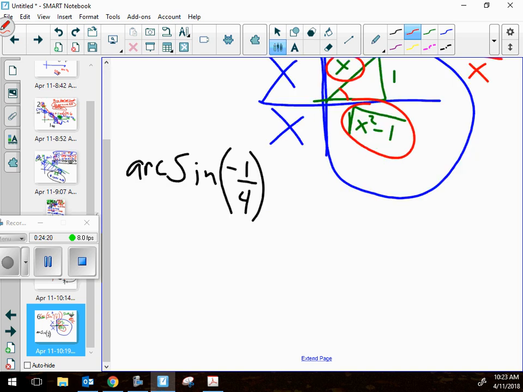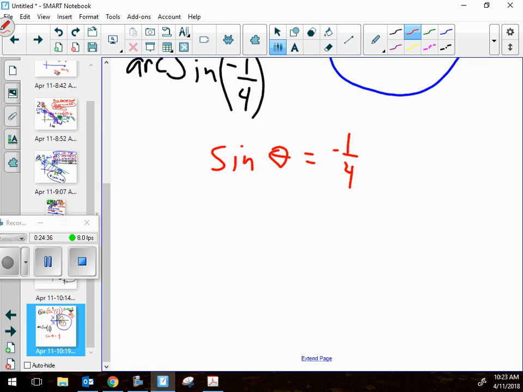Okay, and then I was asked about this. What if they don't tell you sides that you're familiar with? Well, you can still do this. Sine of theta is equal to negative 1/4. You can still figure out where it is. Sine is SOHCAHTOA, right? So sine is opposite and hypotenuse. Is it possible to have a hypotenuse? Yep, I can draw a triangle for it.